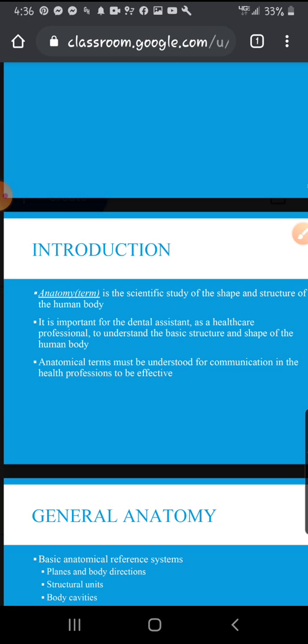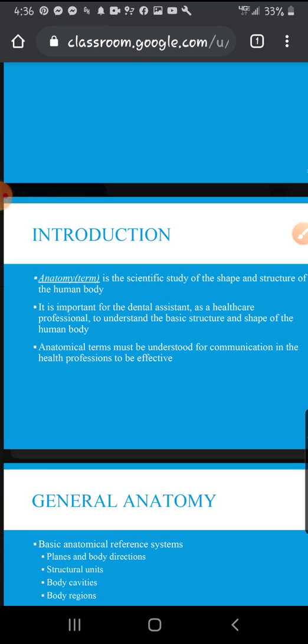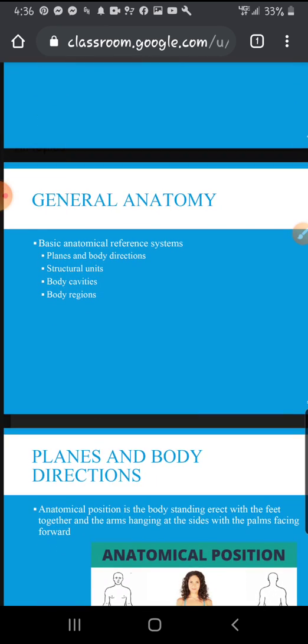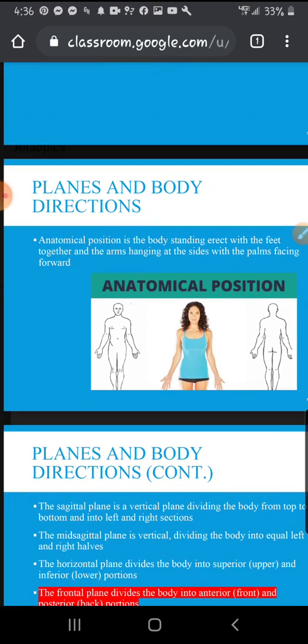So in Chapter 6 and a little bit of Chapter 7, we're going to teach you just some basic terminology for anatomy. Why it's important is because in the dental field, we do use a lot of anatomy terminology, okay? So general anatomy is a basic anatomical reference system. It's planes and body directions, structural units, body cavities, and body regions. There are a few different planes and body directions, so the next slides are going to explain those to you a little bit better.